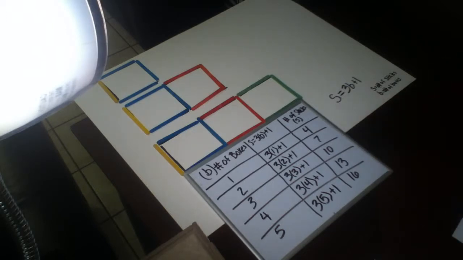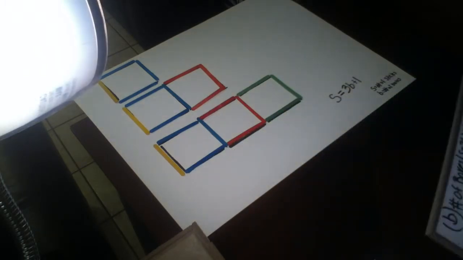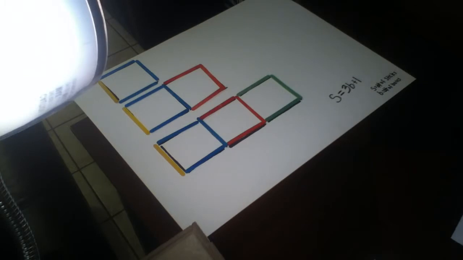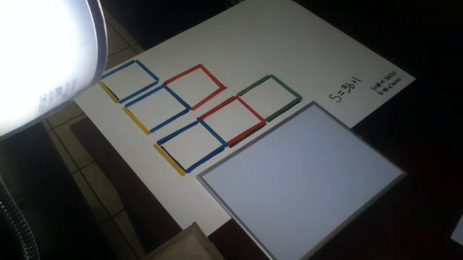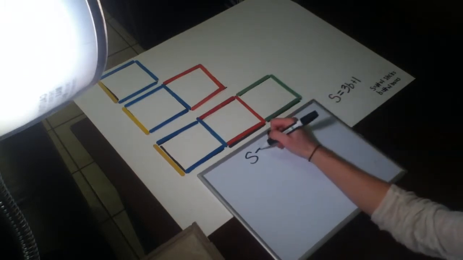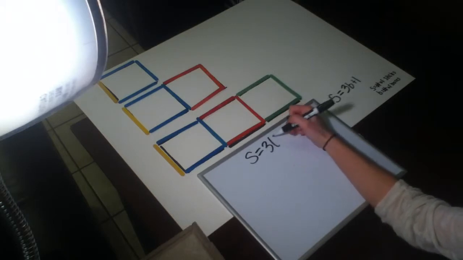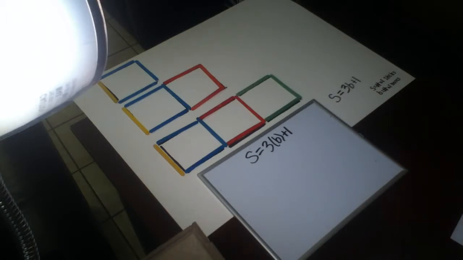So now that we see that this rule worked for all of them, we are going to use the algebraic rule to predict a future term in the pattern. So let's figure out what step 20 would be, or also diagram 20. So if we use our algebraic rule, which is S equals 3b plus 1, we're going to need to know the 20th diagram.